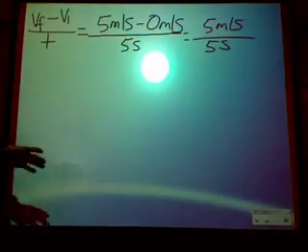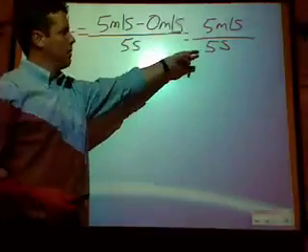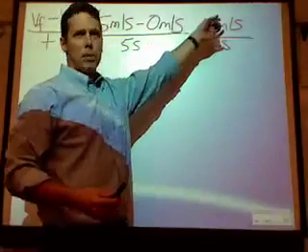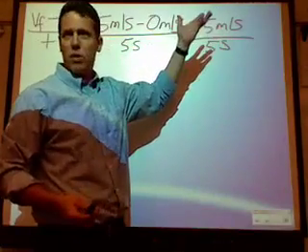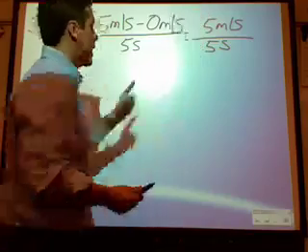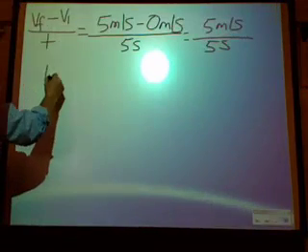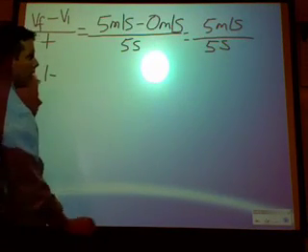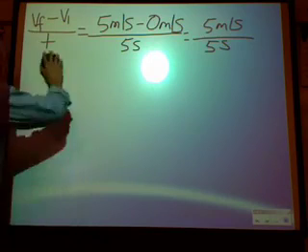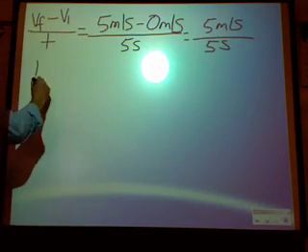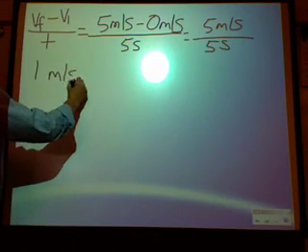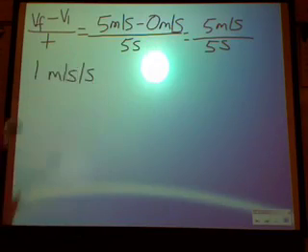Now, I can divide numbers. That's not a problem. I can't divide seconds into meters per second because they're different units. You do understand that, right? But what I can do is I can divide the number. 5 goes into 5 once. And the label then on my answer for acceleration would be 1 meter per second per second.